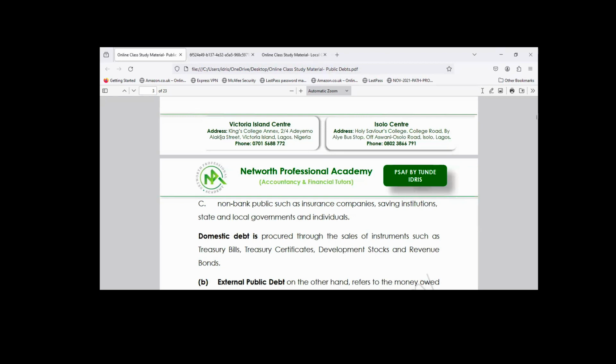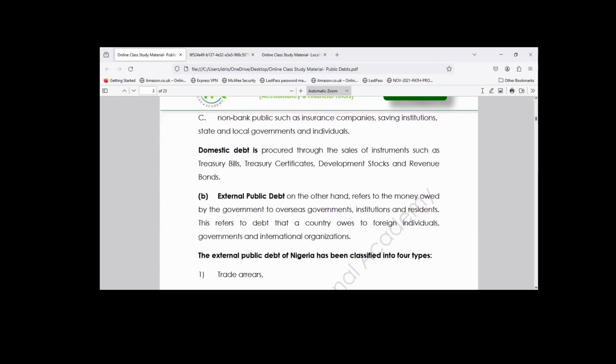External debt. External debt is the amount owed by government to overseas government, institution, resident. I will call it the amount owed by government outside the country. When government owes money outside the country, it is called external debt. The amount owed by government to a foreign country or foreign financial institution is called external debt.